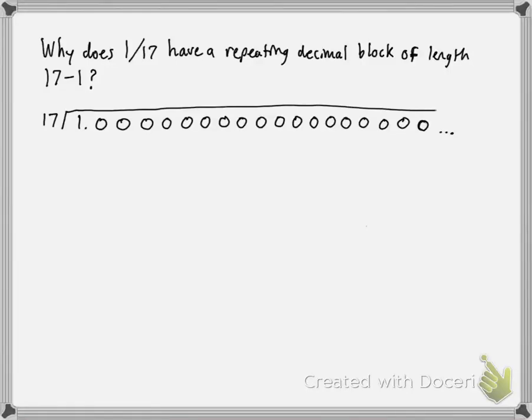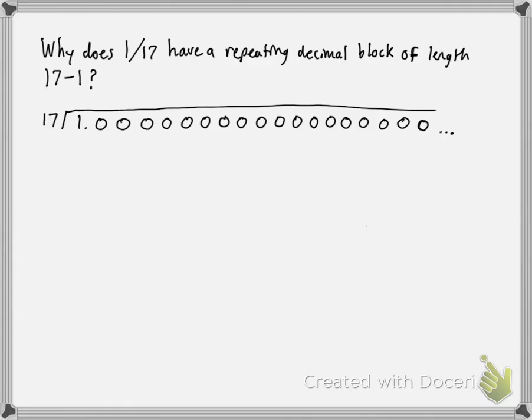In this video, we're going to look at the question of why 1/17 has a repeating decimal block of length the prime number minus 1. Now, I should point out this is not the only prime number that does this. If you do the decimal expansion for 1/7, the repeating block has length 6, which is 1 less. If you do 1/17, we'll see it has a repeating block of length 16. 1/19 will have a repeating block of length 18. 1/23 will have a repeating block of length 22. And 1/29 will have a repeating block of length 28.